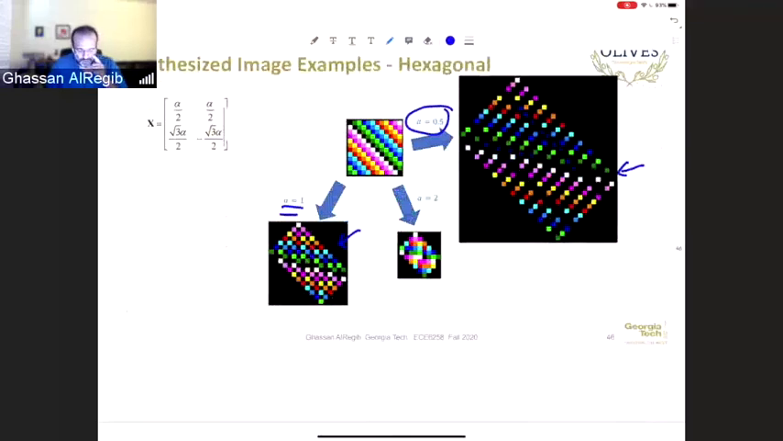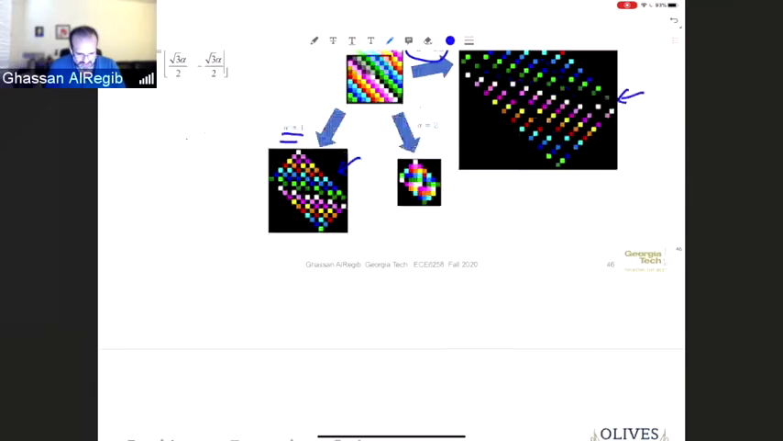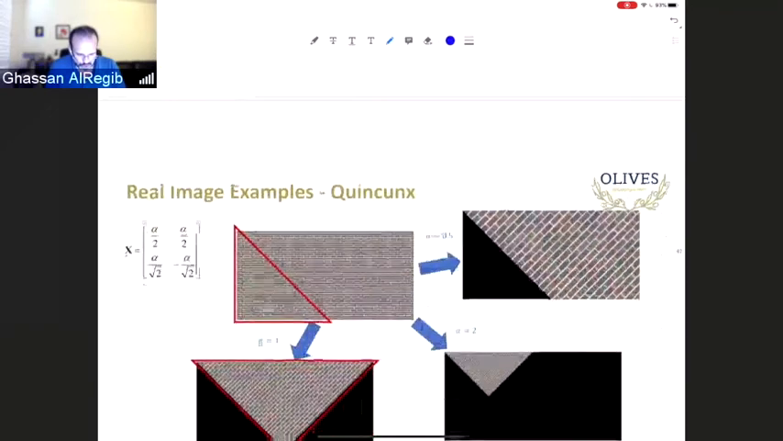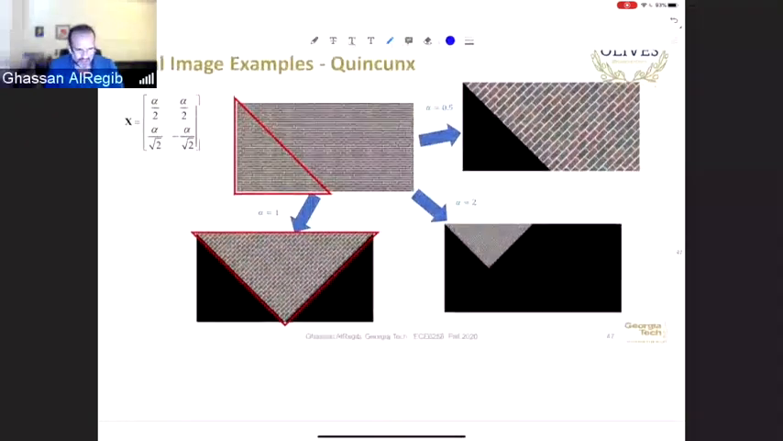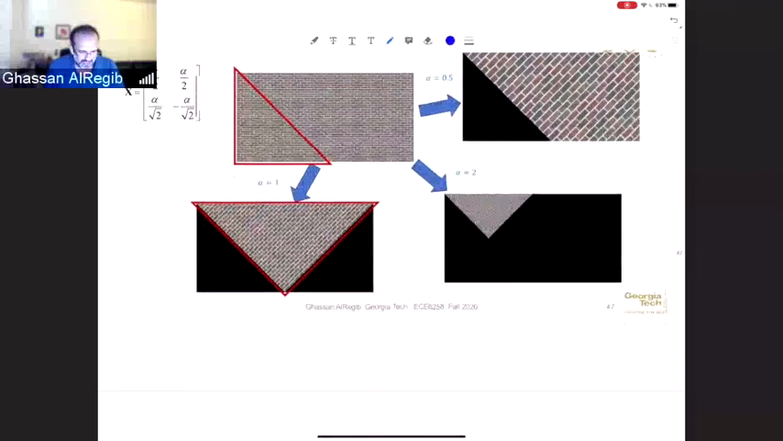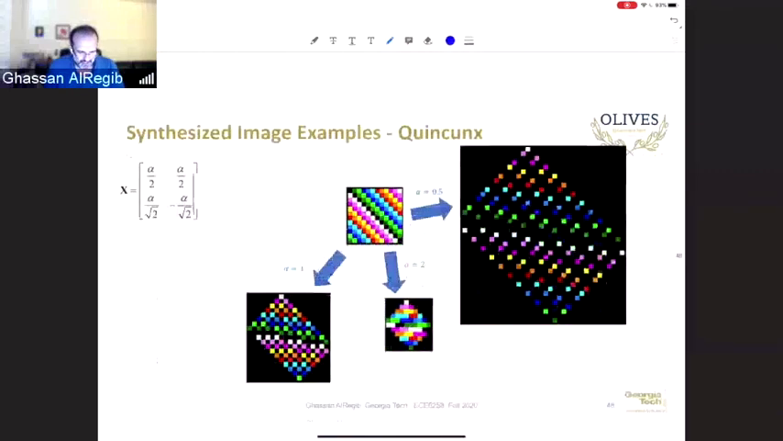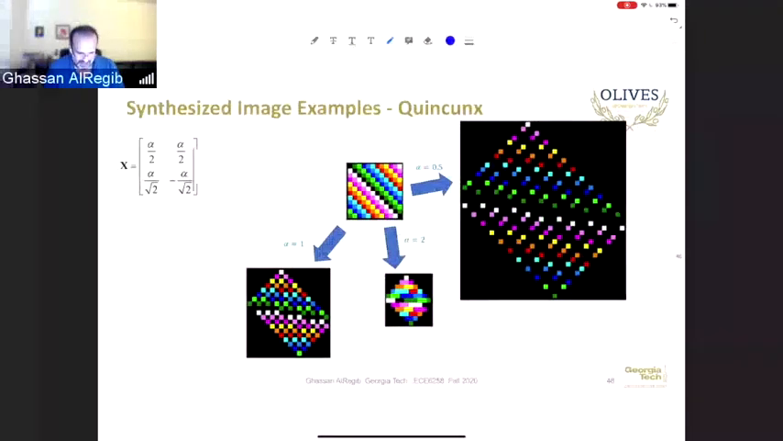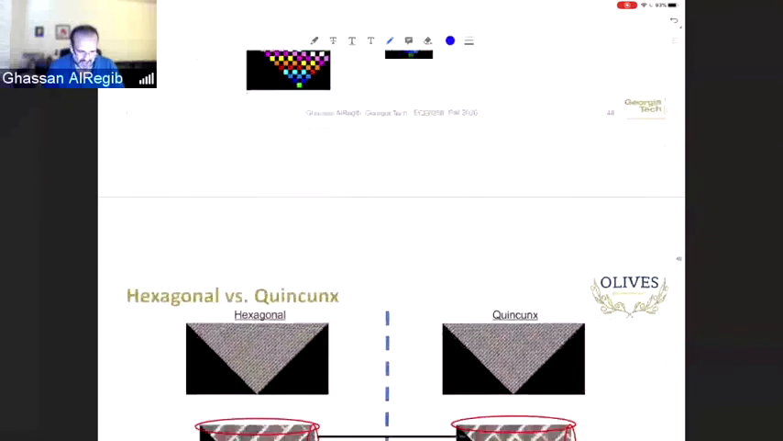And here's alpha equal to R2. So you can see as you increase alpha, you are really doing more and more downsampling. You are really making more and more noise or artifacts. The same thing in the Quincunx case. You can see there's a similar effect, although relatively identical.